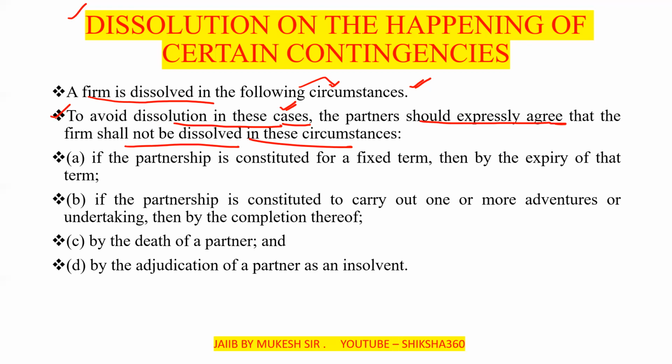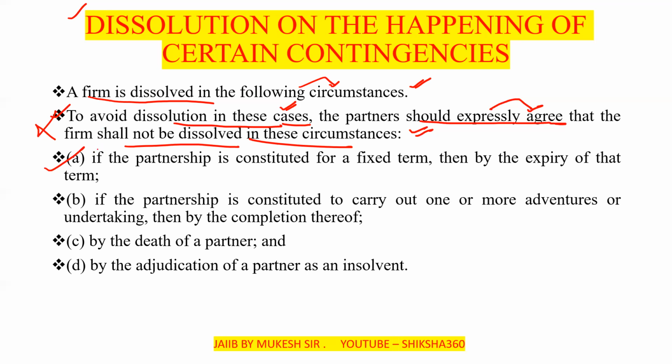So what we can do in these cases to avoid the dissolution is to agree expressly. First one: if the partnership is constituted for a fixed term, say they are doing the business for up to five years. If something happens during that period, they will try to continue the firm, even by the expiry of that term.